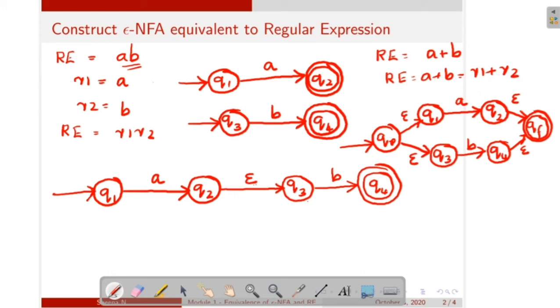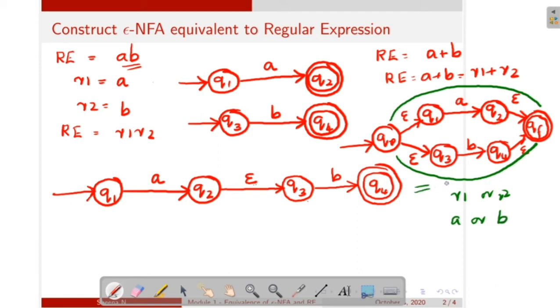So through this path, it starts from Q0. Suppose it goes to this path, it accepts only A. Suppose it goes to this path, it accepts only B. So this can accept only R1 or R2. That means A or B. Right? So this is the equivalent epsilon NFA for A or B, or A plus B.